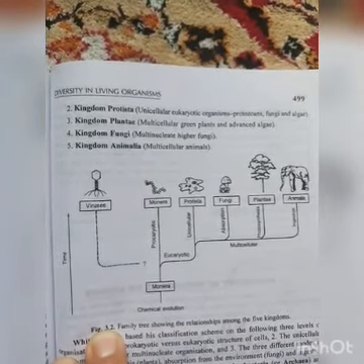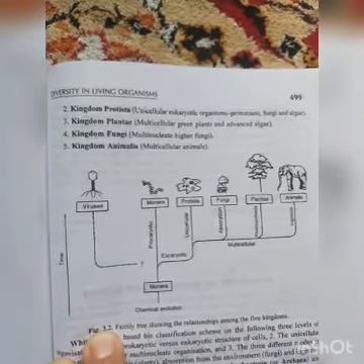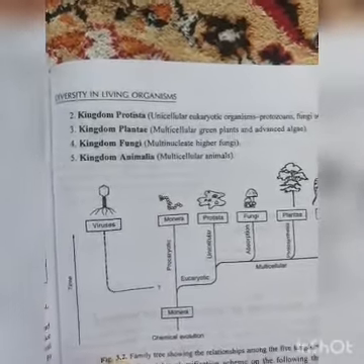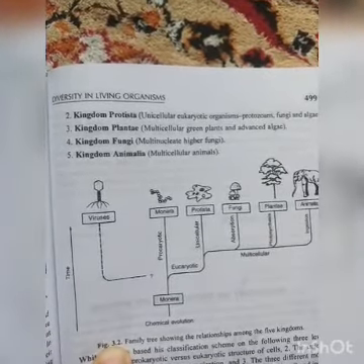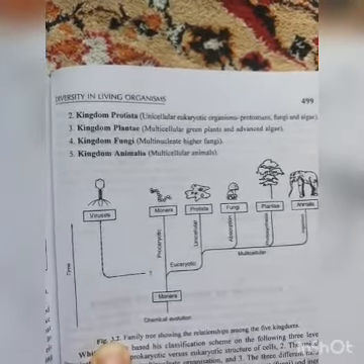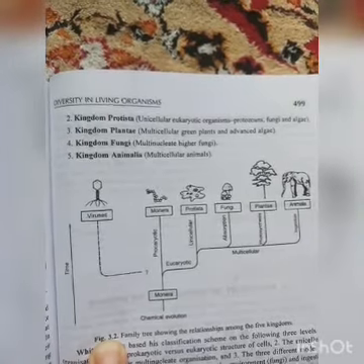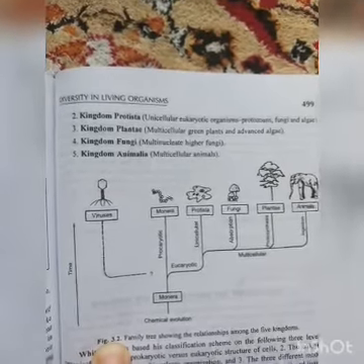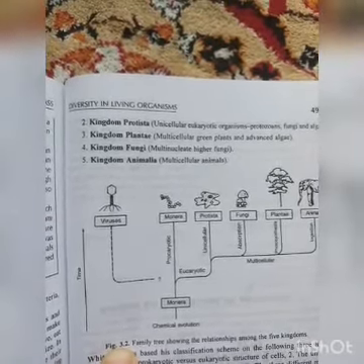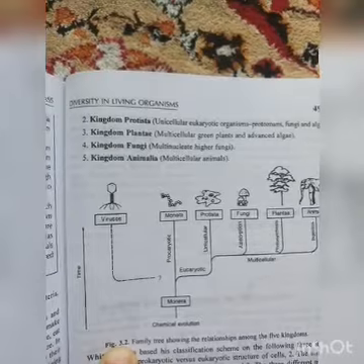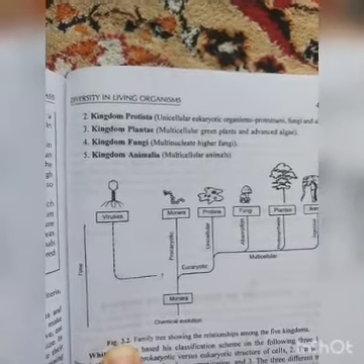Next kingdom is kingdom Plantae. Kingdom Plantae involves multicellular green plants and advanced algae. Multicellular means which are made up of many cells. So kingdom Plantae involves all the multicellular green plants. Kingdom Fungi, multinucleate higher fungi. Kingdom Fungi involves fungi. These are a separate kingdom. And another kingdom is kingdom Animalia. Kingdom Animalia involves multicellular animals. All multicellular animals are included in kingdom Animalia.